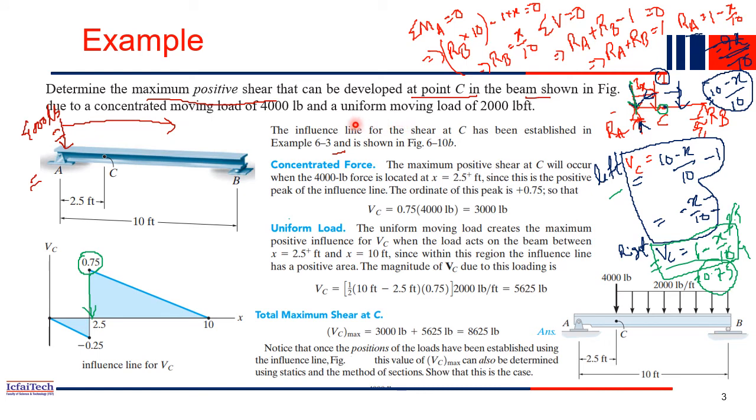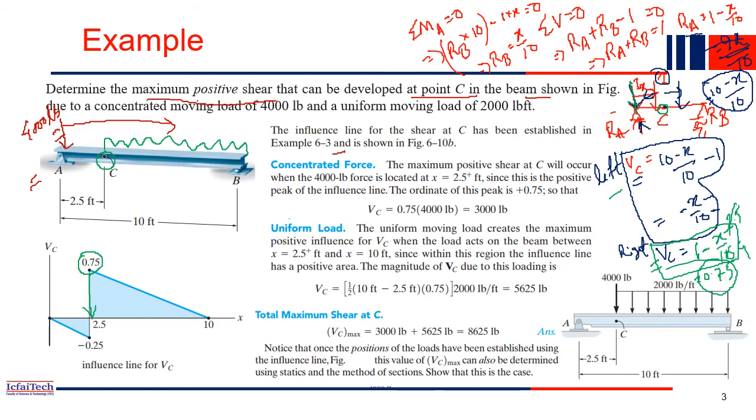So next you have to find out what happens if a uniformly distributed load is moving. If the uniform load is moving from left to right, when will we get the maximum shear force at C? When the entire UDL is lying in this position, from C to the right side. If your UDL is in this position, then only we will get the maximum shear force at C, right?